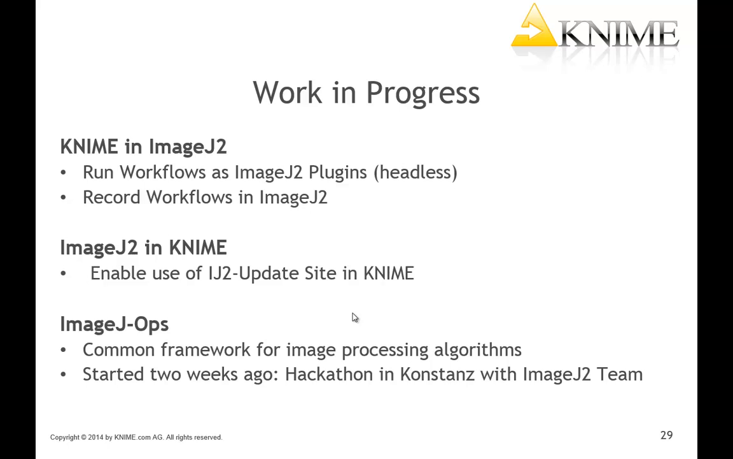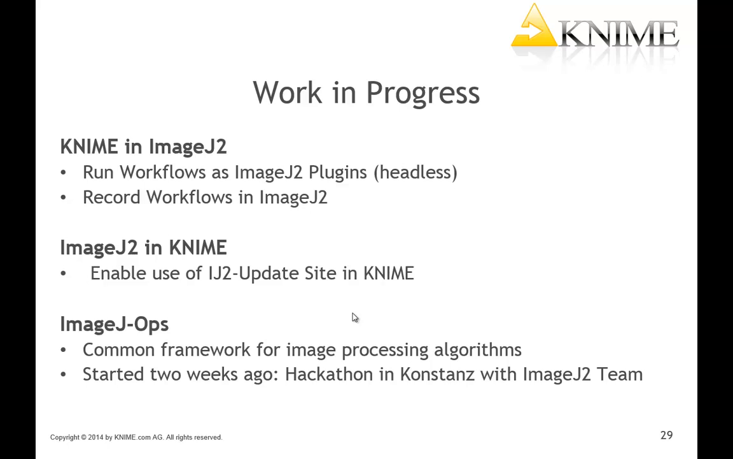Okay. And of course, we recently started a new framework. It's called ImageJ Ops, which will be a common framework for image processing algorithms. This means ImageJ2 needs implementations for algorithms, KNIME needs implementations for algorithms, any other tool needs implementations for algorithms. So we thought, why should we reinvent the wheel over and over and over again? Why don't we have a common framework for image processing algorithms where we share all our functionalities?